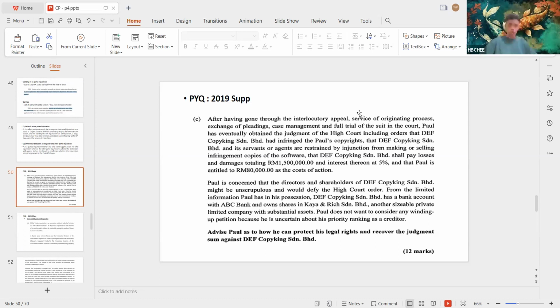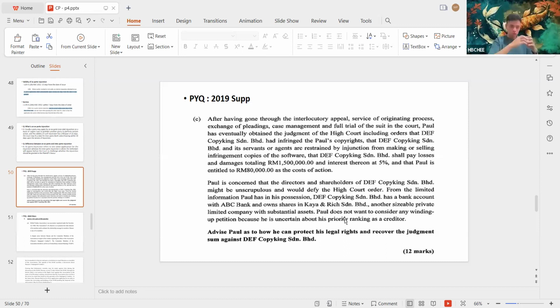Okay, so from this question, you see the question talks about the defendant company having to pay losses and damages totaling this sum and the interest, and Paul is entitled to 80,000 as the cost. So in total there is more than 1.5 million now. He is concerned that the directors and the shareholders will defy the court order from the limited information. He knows that he has this and this and this. Now he wants to enforce the judgment. So basically, the main issue is the enforcement of judgment now.